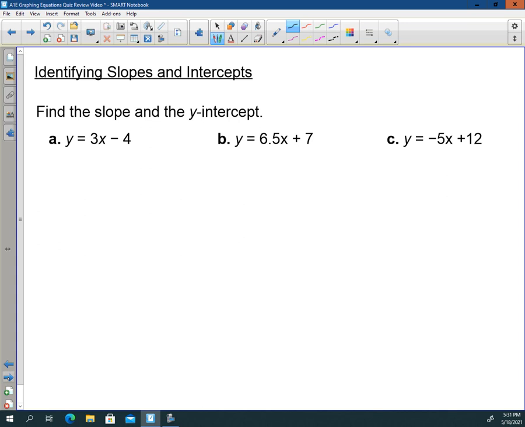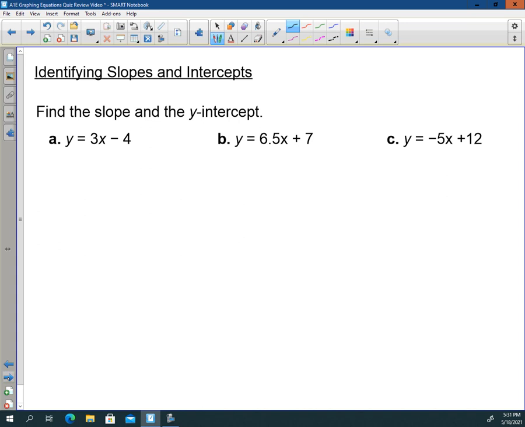And then after we talked about slope formula, we talked about being able to identify slopes and intercepts. And this is in particular in the slope-intercept form of a line. And the reason why the slope-intercept form of a line is so great is because you can just look at this equation and know what the slope of the line is and where it crosses the y-axis.